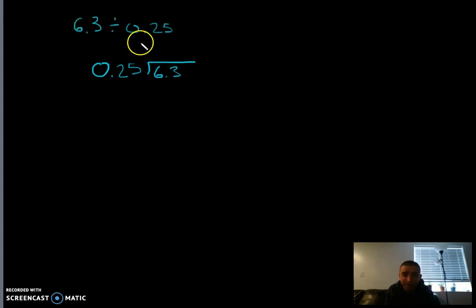Well, I'm going to think of it a different way. I'm going to try to make this into a whole number. I want to make this 0.25 into a whole number, let's say 25. By doing that, what do I have to do? I'm going to take my 0.25. Let's get a different color here.